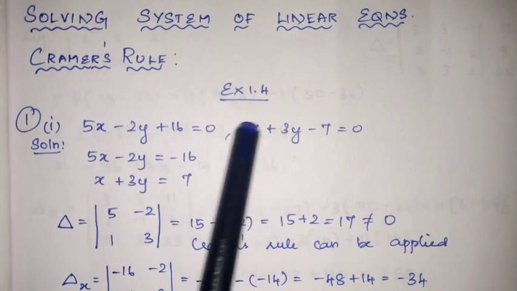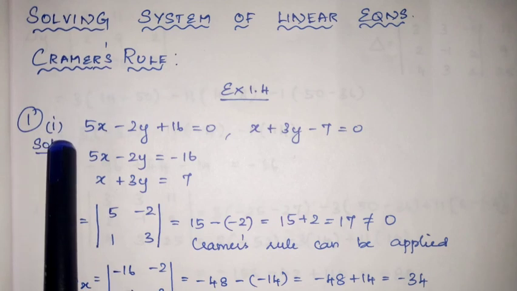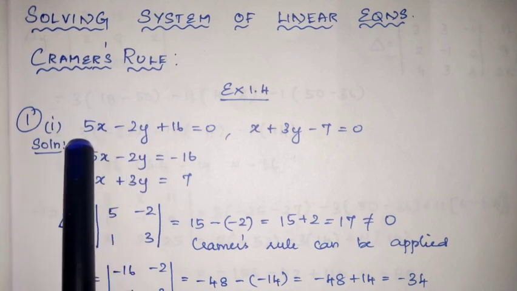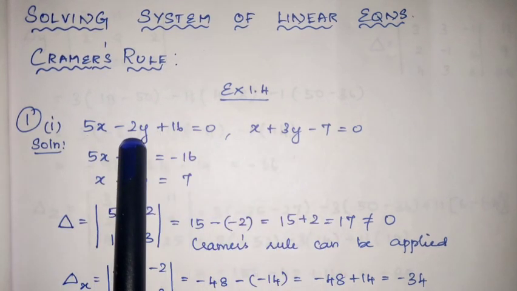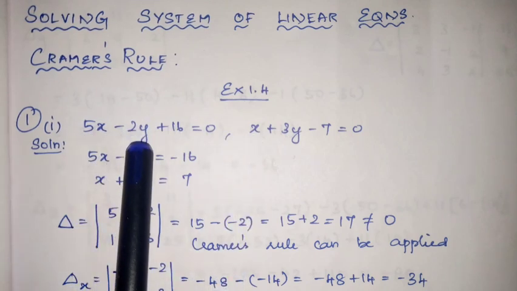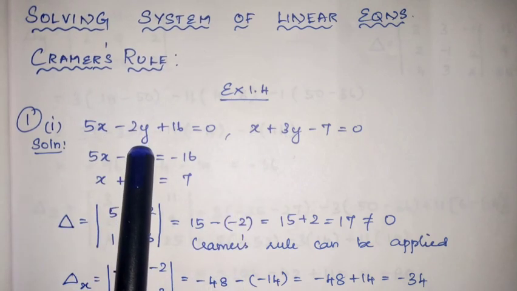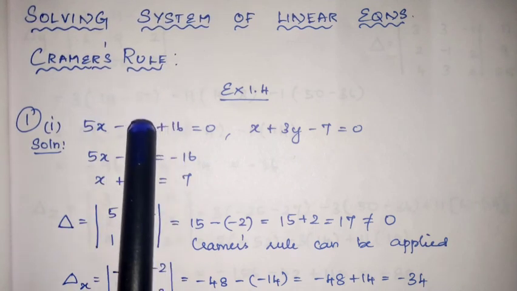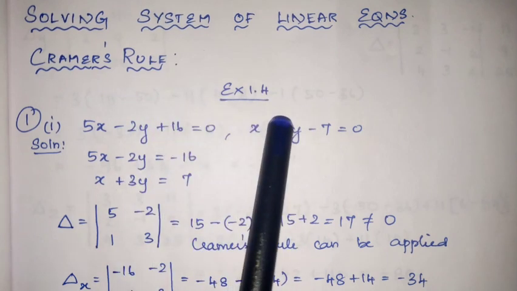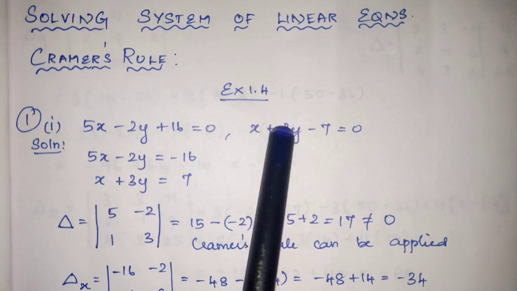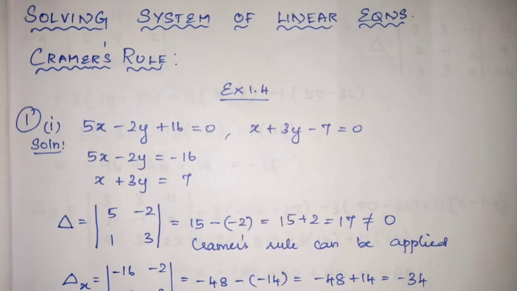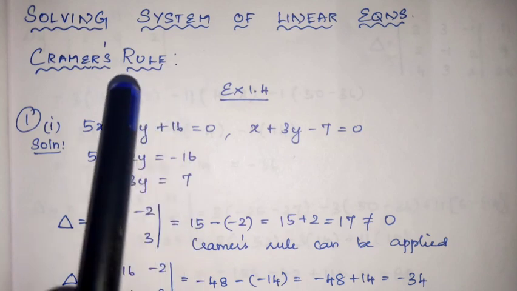Exercise 1.4, sum number 1, subdivision 1. How to apply Cramer's rule to solve the linear equations. The two equations are given here. In the two equations, x and y are the two unknowns. Now we have to find the value of x and y. To solve two linear equations you can use any method you have learnt in lower classes, even from 9th standard and 10th standard: substitution method, elimination method, cross multiplication method, etc. Here we are going to use Cramer's rule.